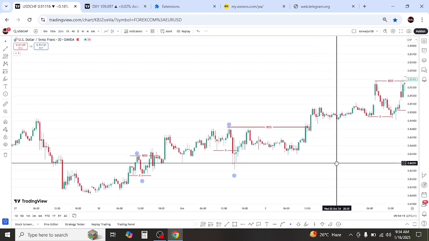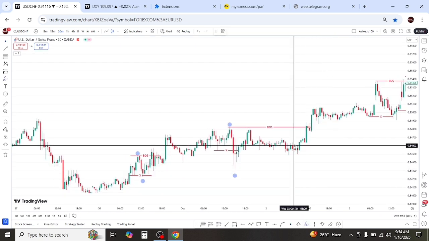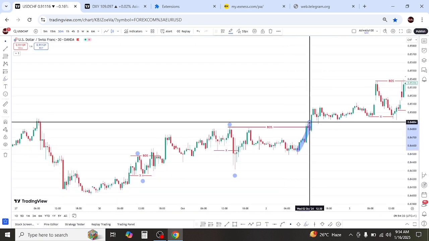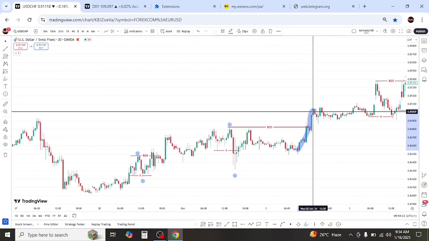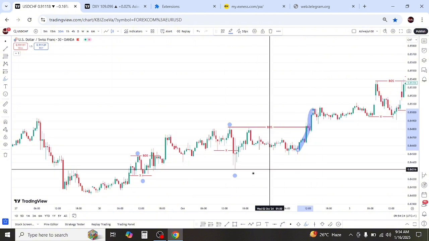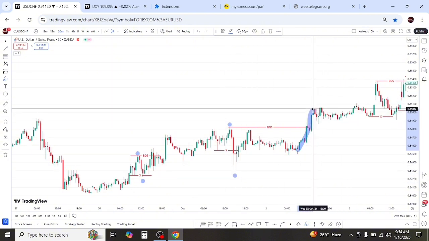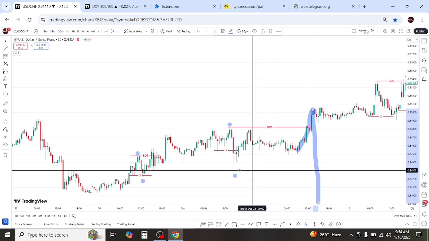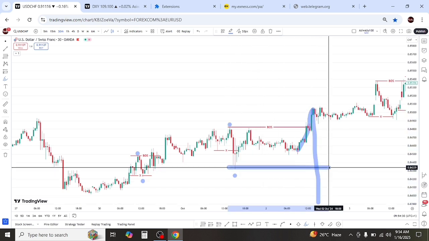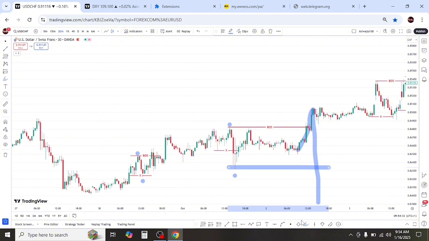Now let's say price reverses from this point after breaking this structure. After breaking this structure, this becomes a valid low. Now let's say price reverses from this point to break this low, then we have a valid change of character in the market. So now let's mark our swing.